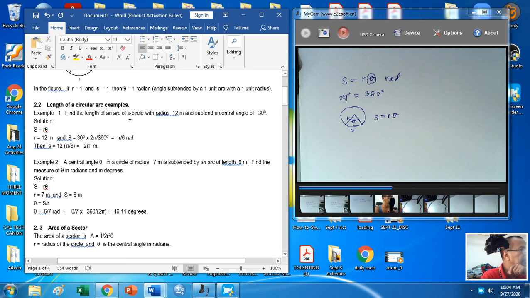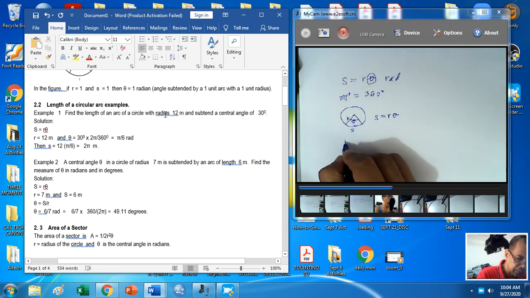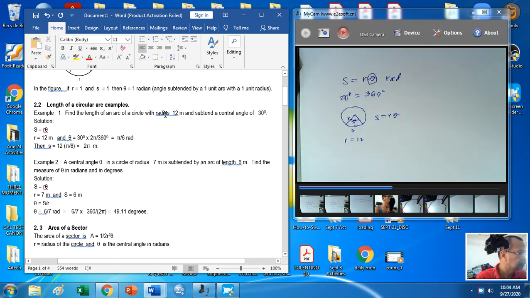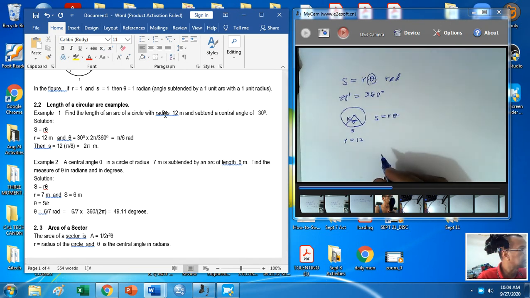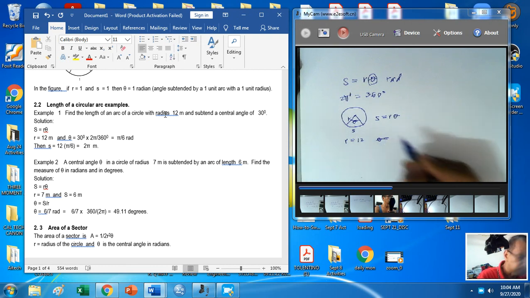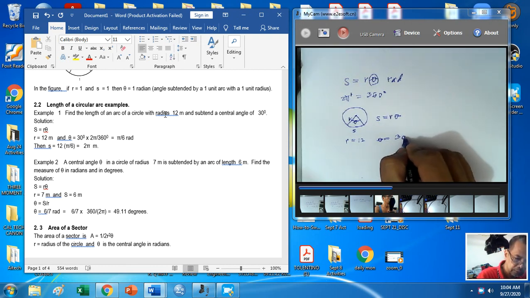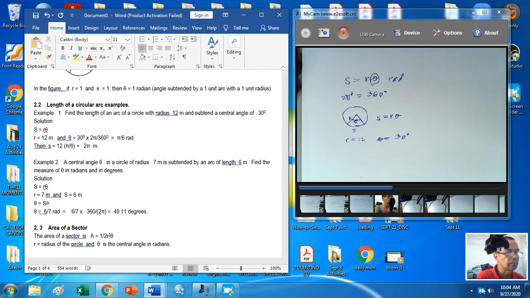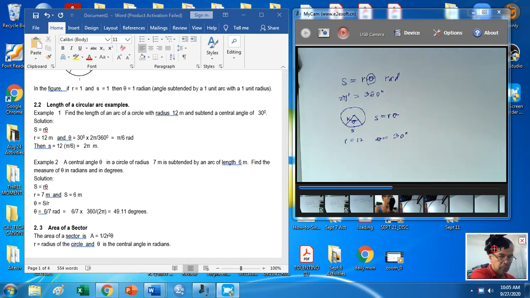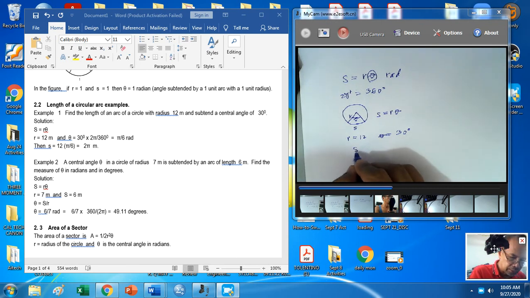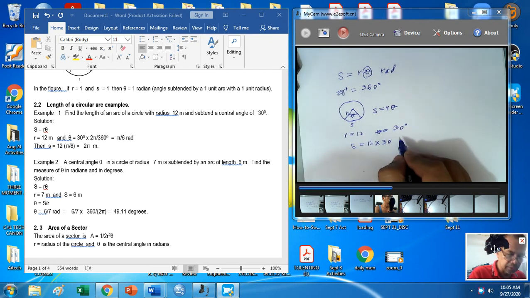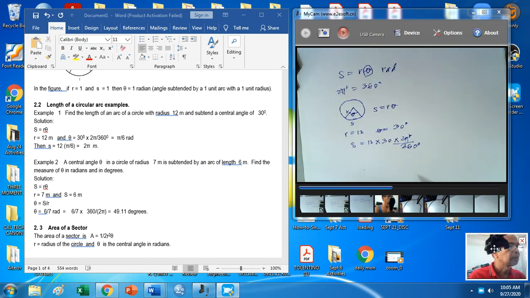Find the length of an arc of a circle with radius 12. Radius is equal to 12, and theta is 30 degrees. Okay, so using the formula, S is equal to 12 times 30, but you have to convert this to radian, times 2 pi radian over 360 degrees. And then compute. S is given by what?